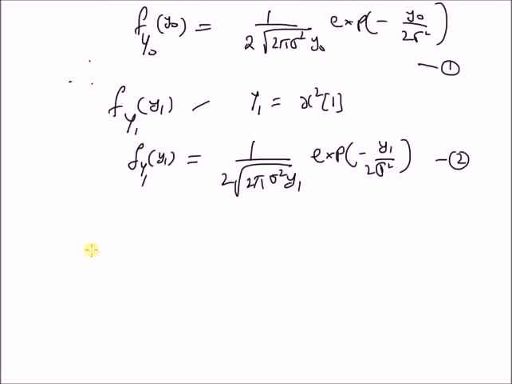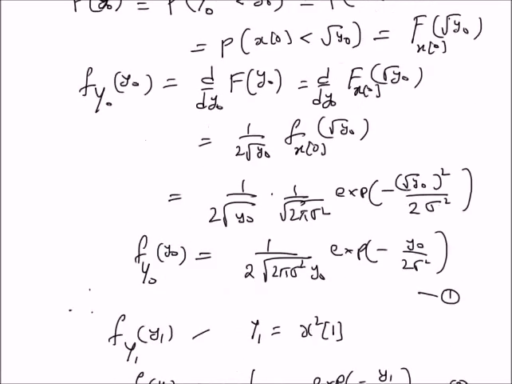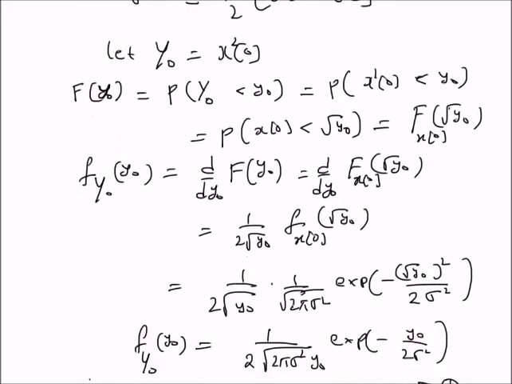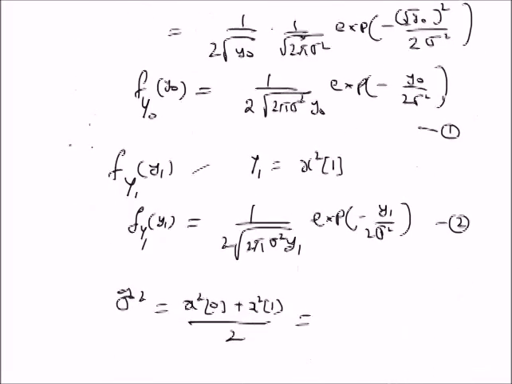Now we want to find the probability distribution of sigma square hat, which is defined as the sum x square of 0 plus x square of 1 over 2. And this is equal to, from the definitions we have, that y0 is equal to x square of 0 and y1 is equal to x square of 1, 1 by 2 multiplied by y0 plus y1.